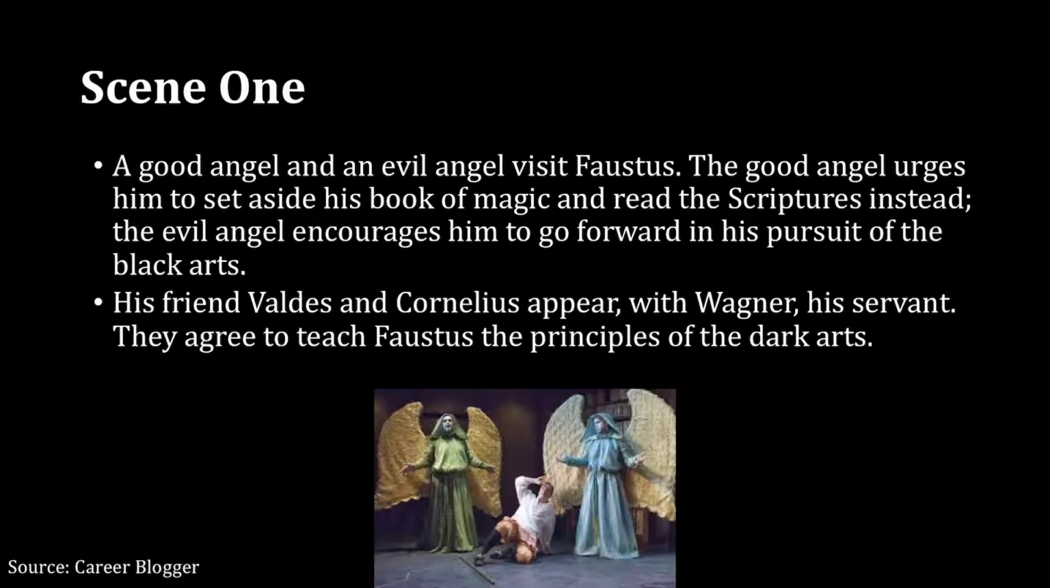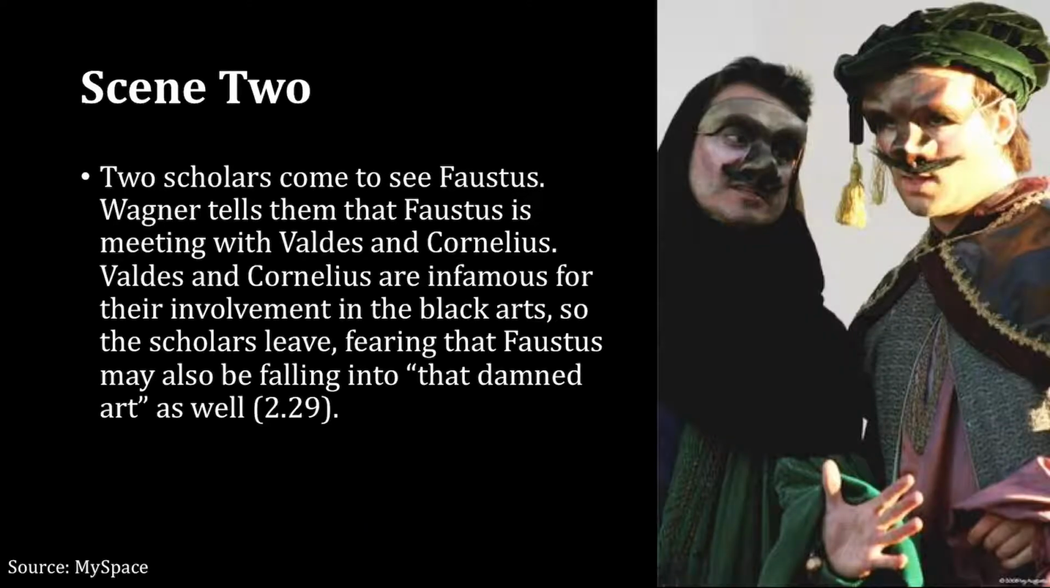The scene then continues. We find a good angel and an evil angel visit Faustus. The good angel urges him to set aside his book of magic and read the scriptures instead, whilst the evil angel encourages him to move forward in his pursuit of the black arts and in his ambition. His friends Valdes and Cornelius appear with Wagner, his servant, and they agree to teach Faustus the principles of the dark arts because Faustus remains focused on this.